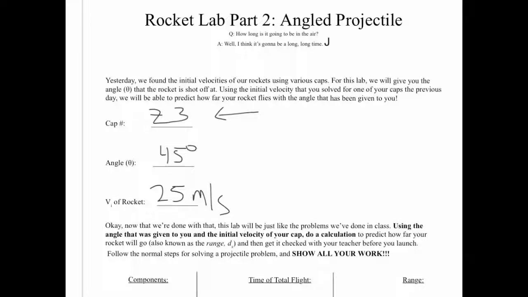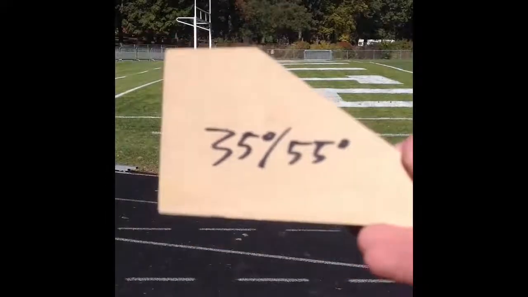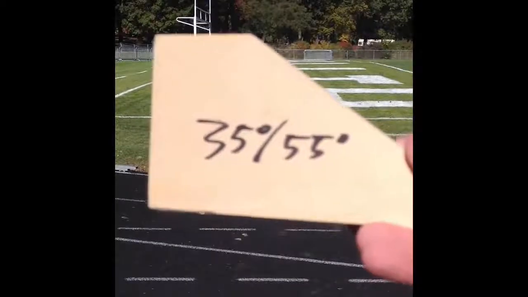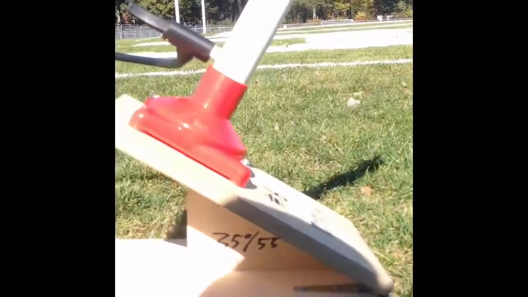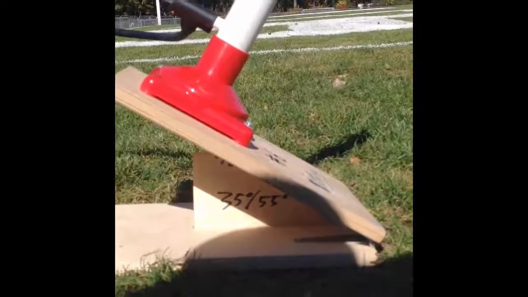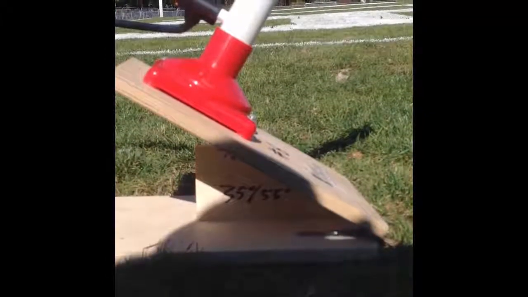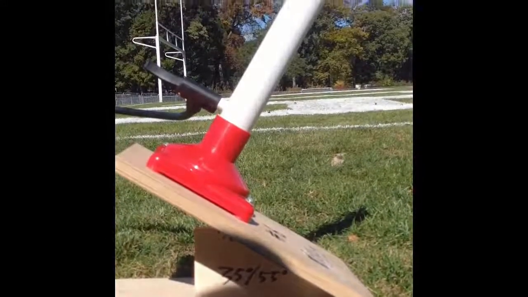One additional item you're going to get today is a wedge. That wedge will allow your rocket to fire at some angle. So here's a quick snapshot of a wedge. This particular wedge is 35 degrees and 55 degrees. What you'll notice about your wedge is that 35 degrees is the angle of the wedge itself, but 55 degrees is the angle that the rocket makes with the ground. When we go to do our calculations, you want to use the second angle.